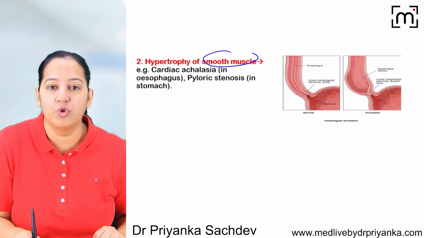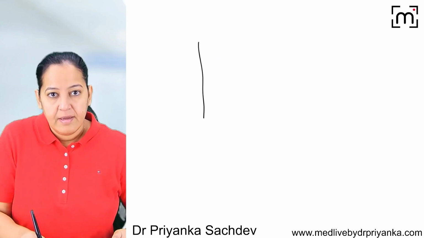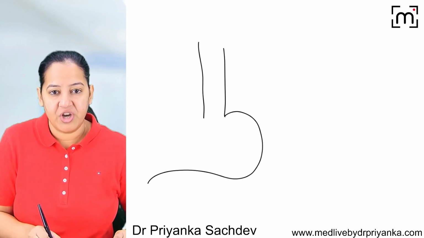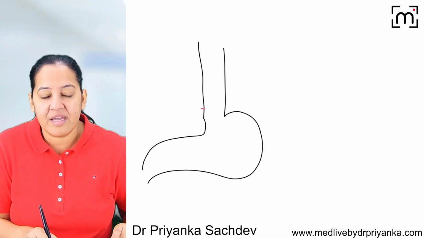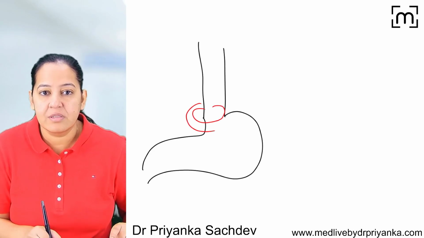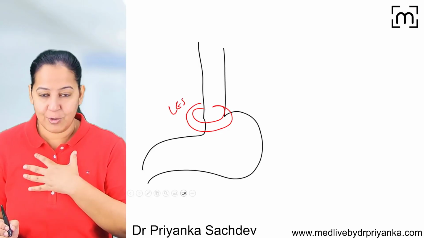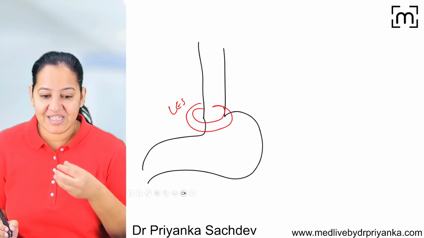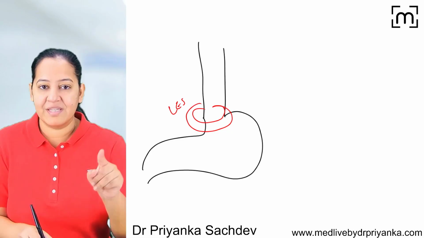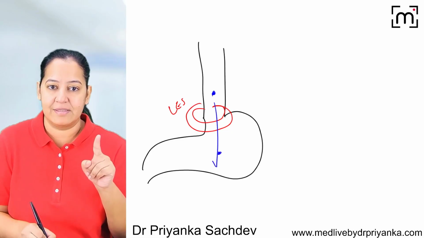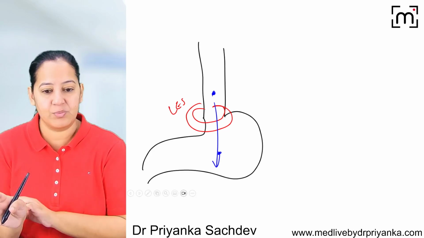The second example is a smooth muscle. Can you see, this is the esophagus and this is the stomach. At the junction of esophagus and stomach, there is a sphincter. The name of the sphincter is lower esophageal sphincter, LES. Normally it is closed. Currently it is closed in me because I am not eating anything. But once we eat and swallow, it opens and allows the passage of the food from the esophagus to the stomach. So it opens only when we chew and swallow. Otherwise it is closed.